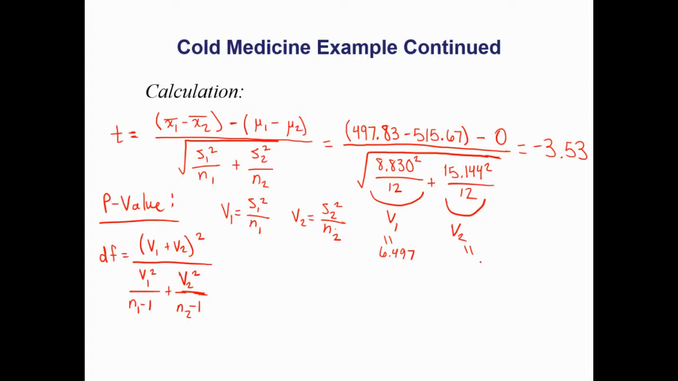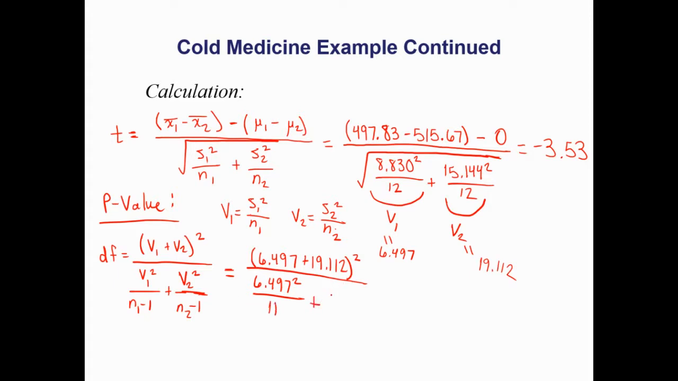19.112. Okay, so let's take those and plug into our degree of freedom formula. 6.497 plus 19.112, squared, over 6.497 squared divided by, and what's our sample size for sample 1? What's N1? 12. 12 minus 1 is 11.